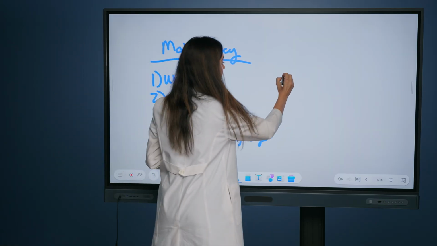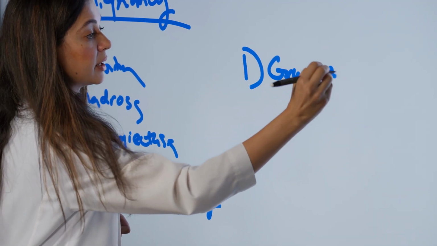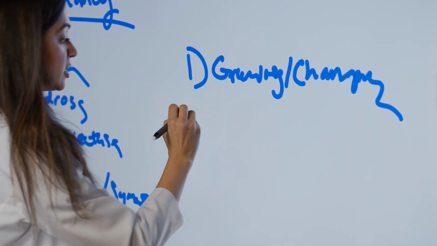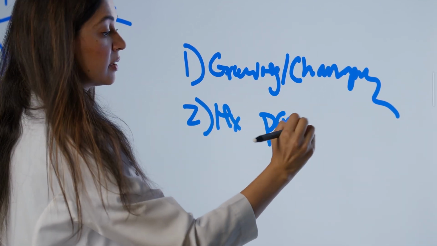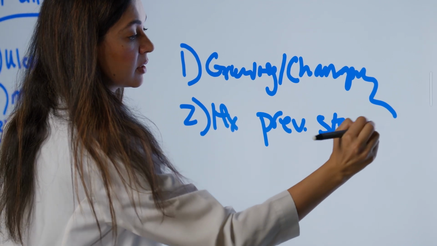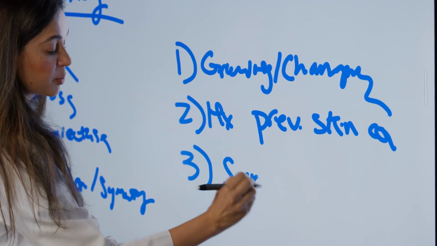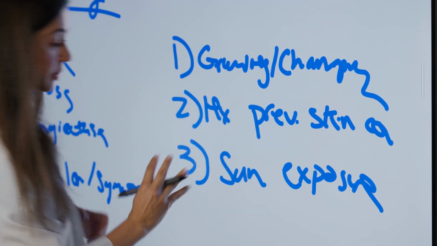And these are all the things on the signs that we want to look for in exam. But then on the history, we always want to know, is it growing or changing? Any history of previous skin cancers? And a history of sun exposure in their younger years, because those are all going to be risk factors.